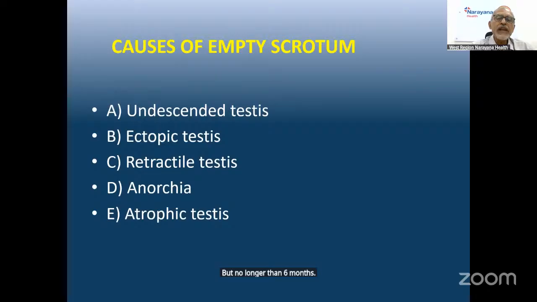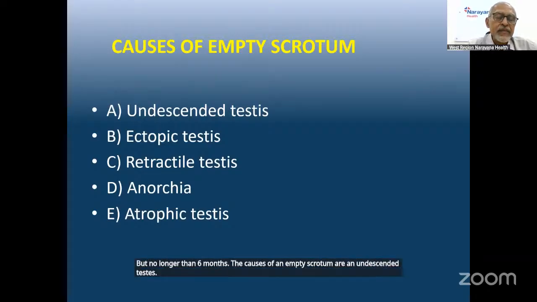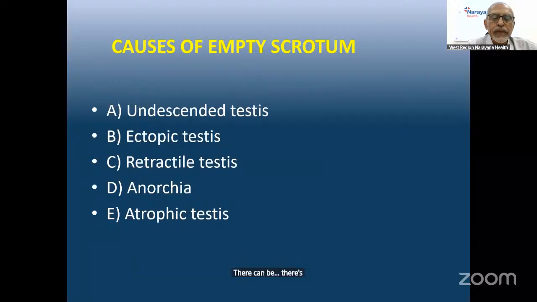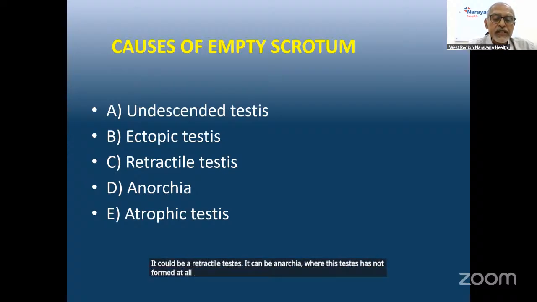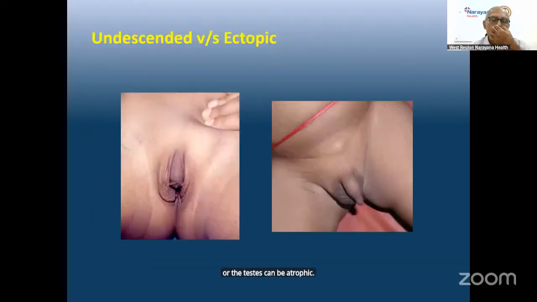The causes of an empty scrotum are an undescended testes. There's another condition called an ectopic testes. It could be a retractile testes. It can be anorchia, where the testes has not formed at all. There is no testes present, or the testes can be atrophic. Now, an undescended versus an ectopic testes.